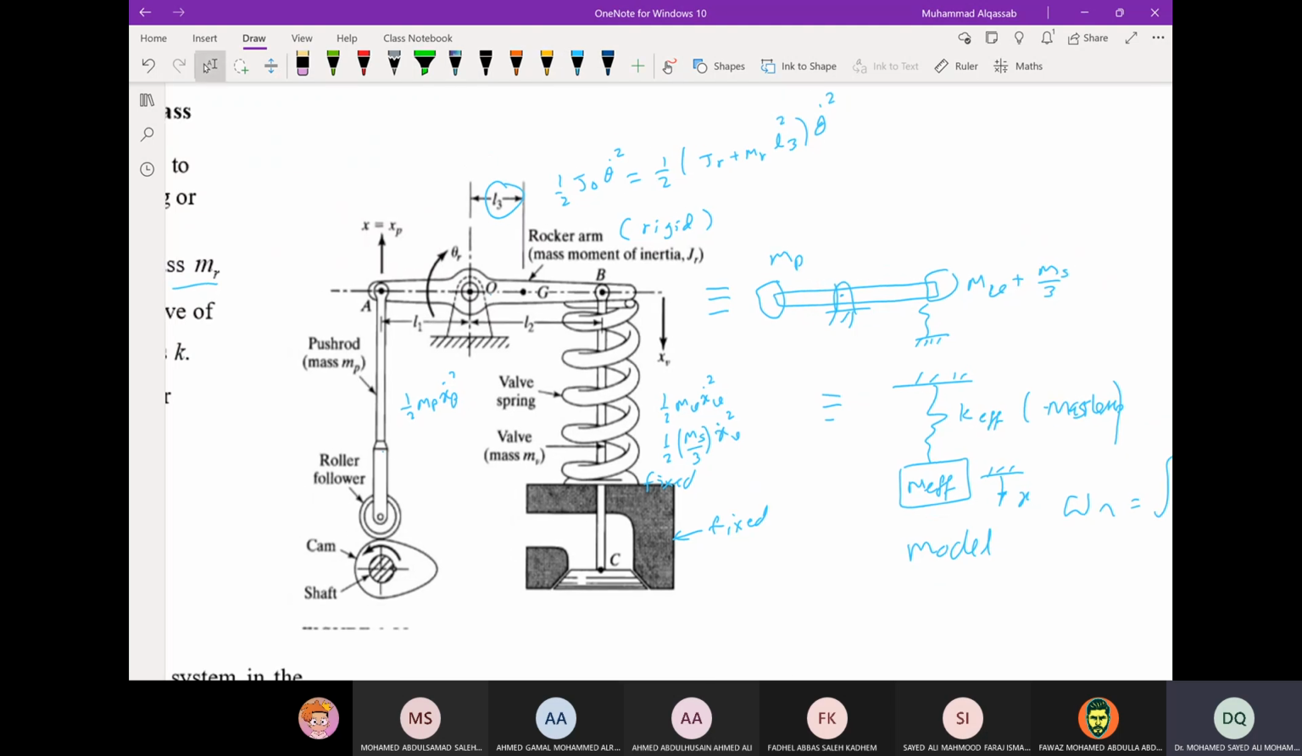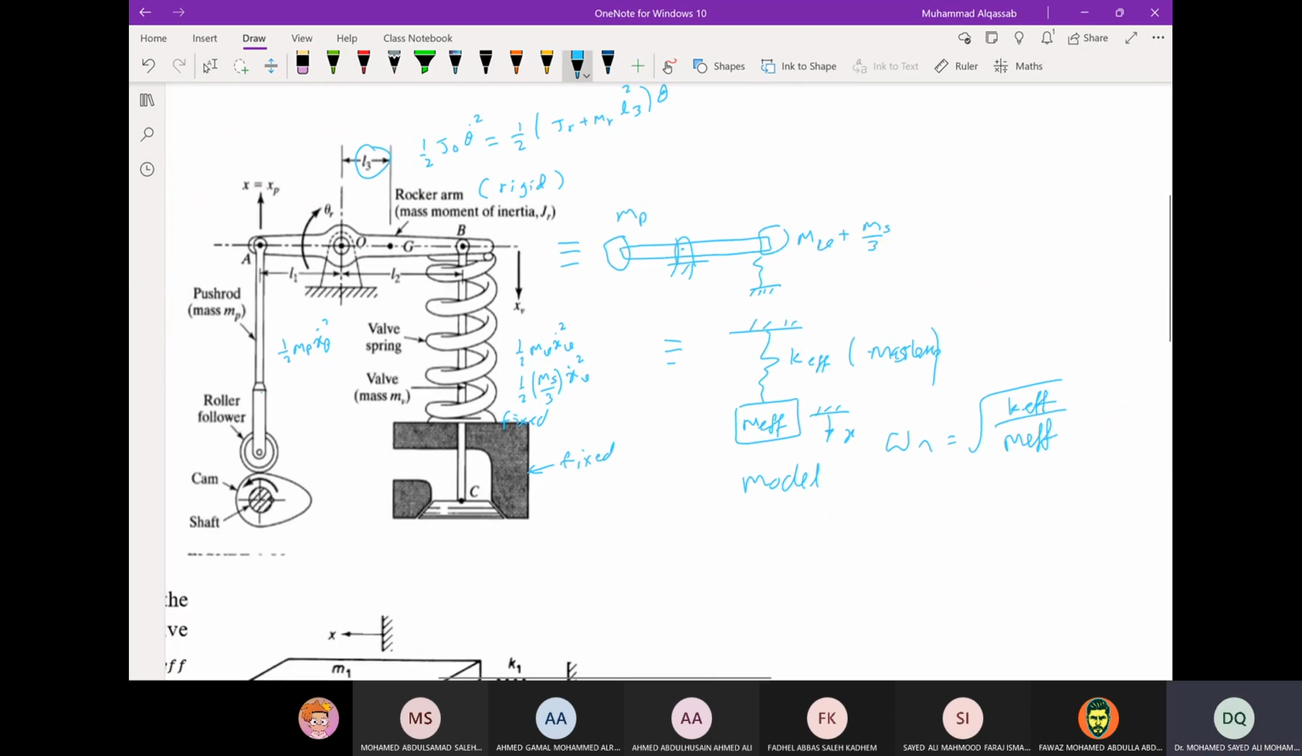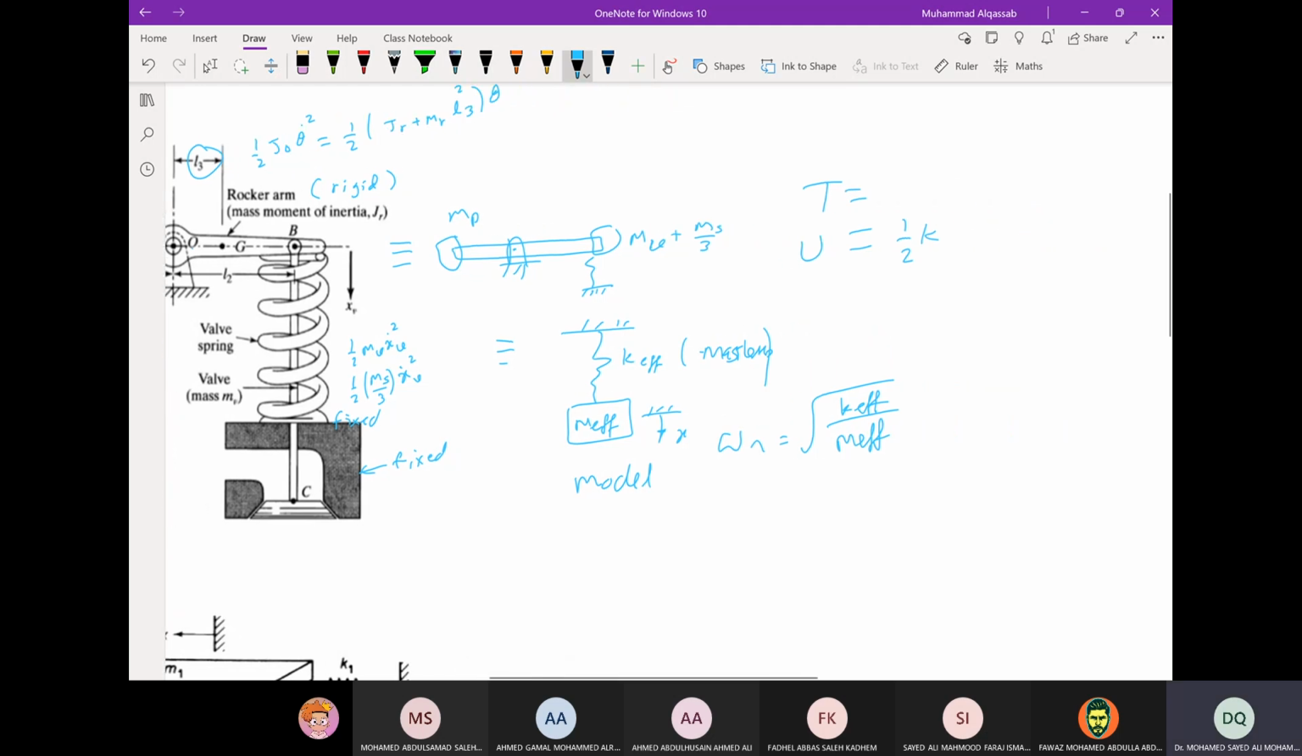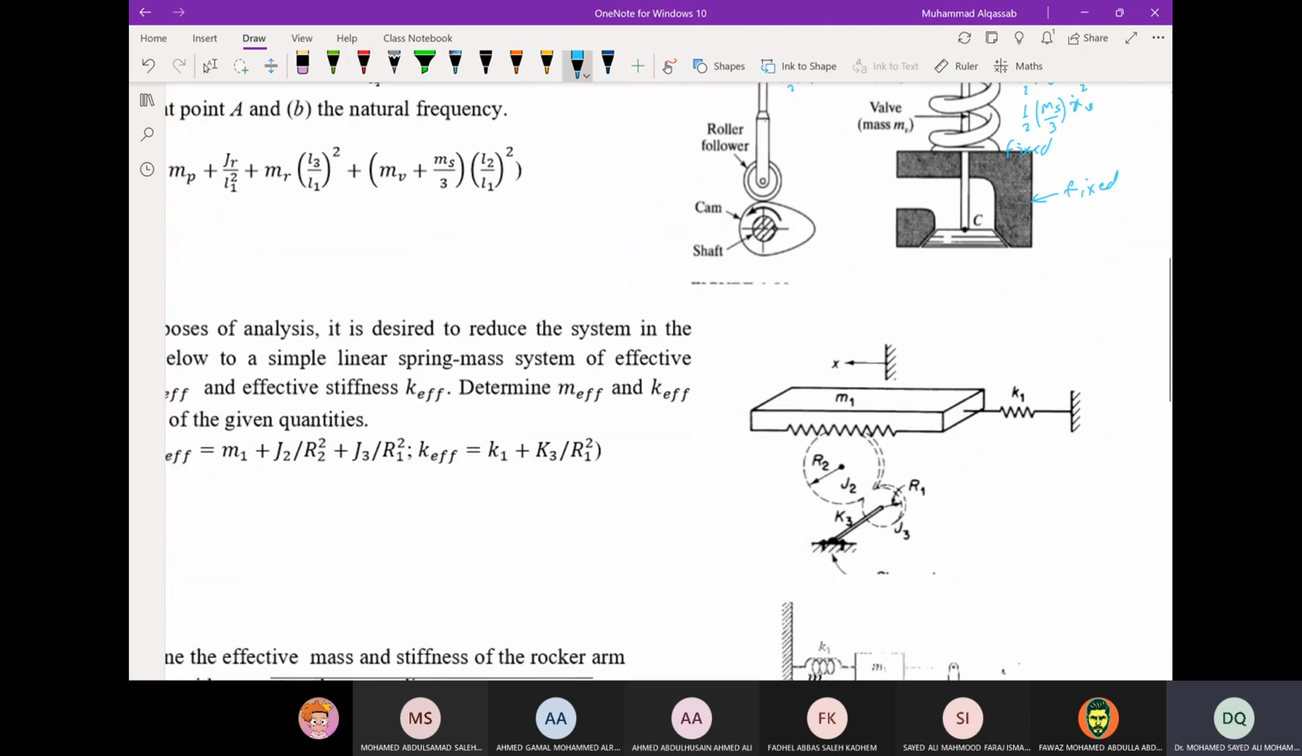And then you make everything in terms of X. And then you find the potential energy. This is the kinetic energy. Then you find the potential energy. And the potential energy only comes from the strain energy of the spring, which is half K xv squared, because the spring is moving with xv. So what you need to do is replace xv in terms of x. And I think you can do that.